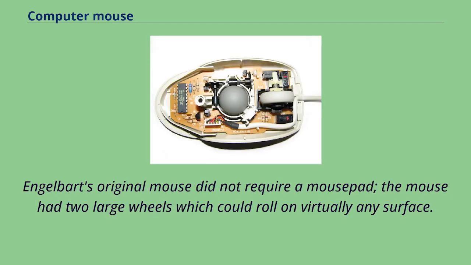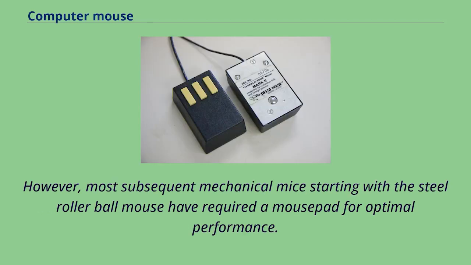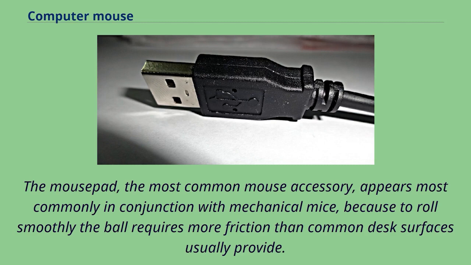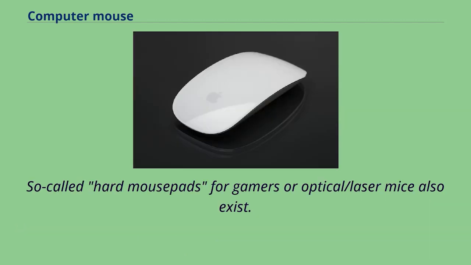Engelbart's original mouse did not require a mousepad. The mouse had 2 large wheels which could roll on virtually any surface. However, most subsequent mechanical mice starting with the steel roller ball mouse have required a mousepad for optimal performance. The mousepad, the most common mouse accessory, appears most commonly in conjunction with mechanical mice, because to roll smoothly the ball requires more friction than common desk surfaces usually provide. So-called hard mousepads for gamers or optical/laser mice also exist.